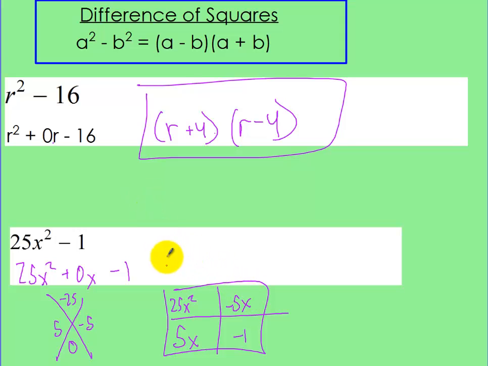Factoring out this way is a -1, this way is an x, and this way is going to be a 5. This will be a 5x, and this will be a 5x, and this will be plus 1. So your factored form is 5x minus 1 times 5x plus 1. So you don't really need to know the special formulas.